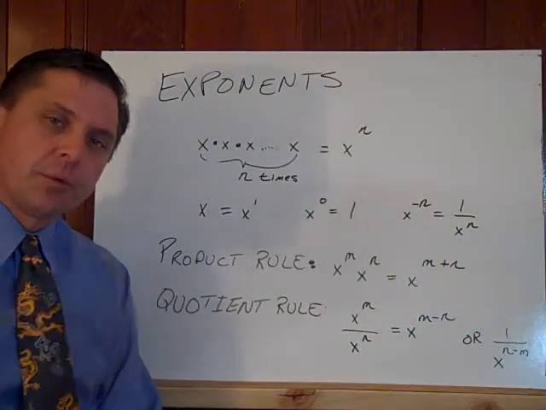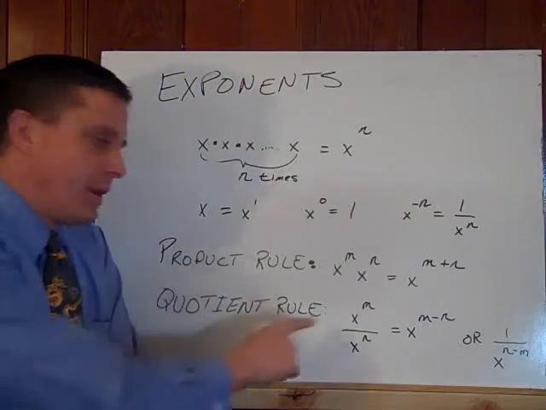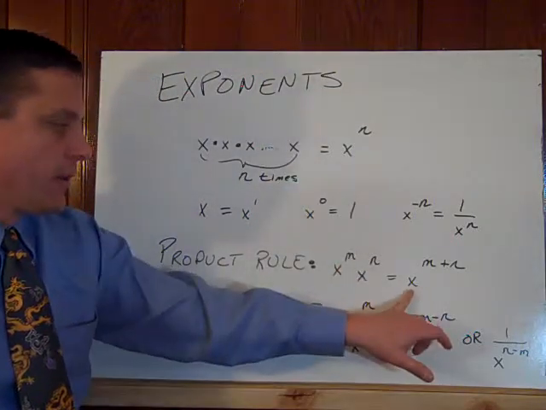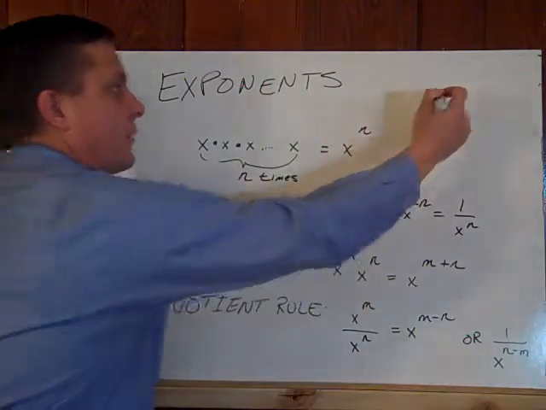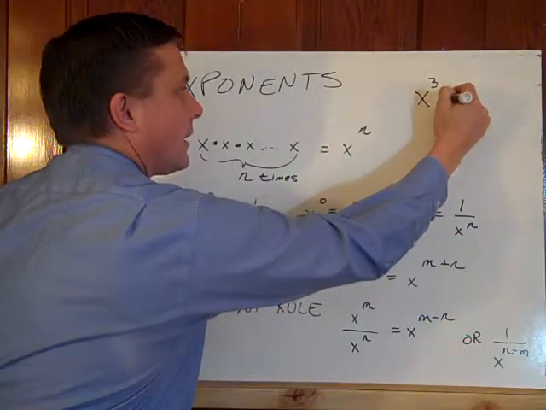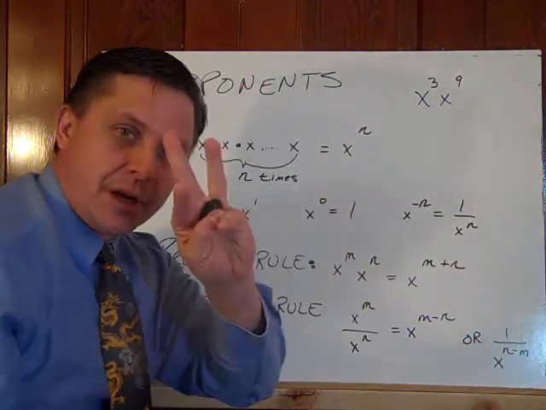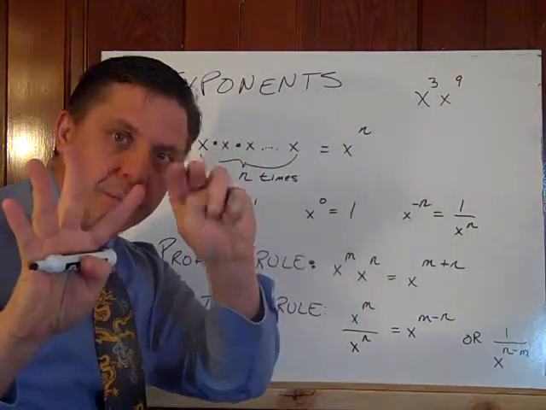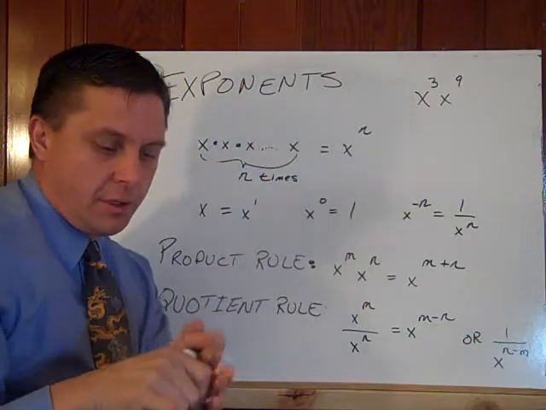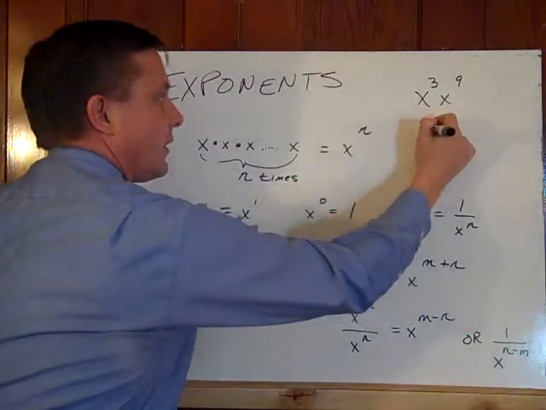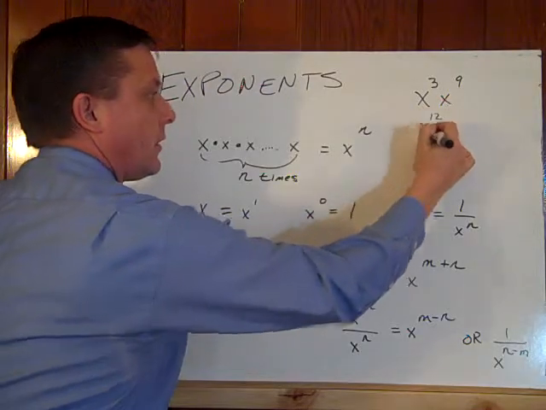We also know two other rules. We know the product rule. x to the m times x to the n is equivalent to x to the m plus n. And again, this is the rule: x cubed times x to the 9. 3 x's times 9 x's is 3 plus 9. Well, that's x to the 12.